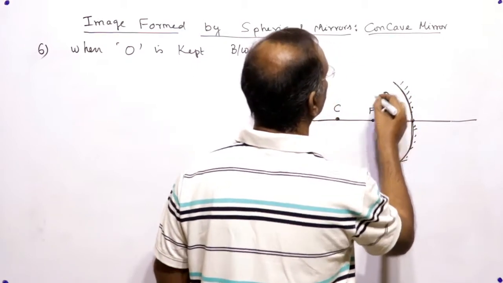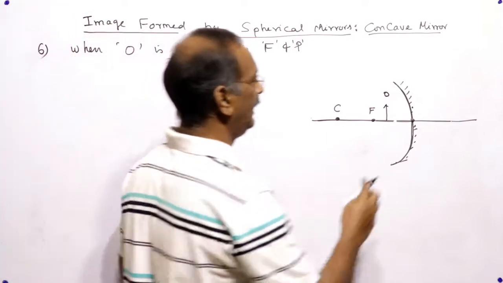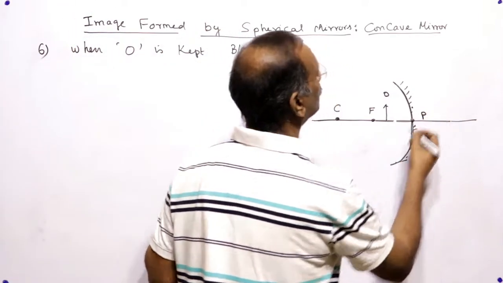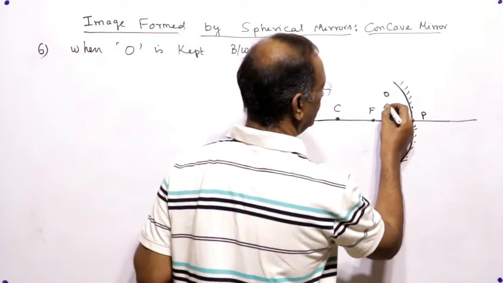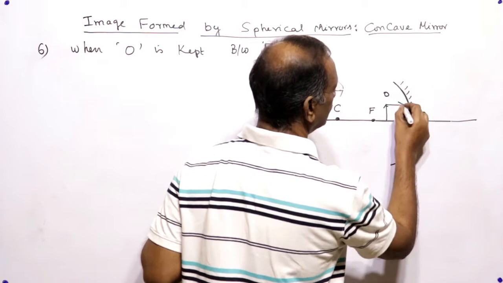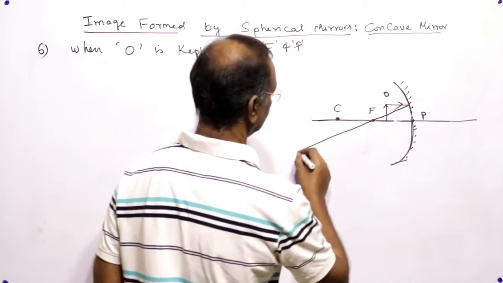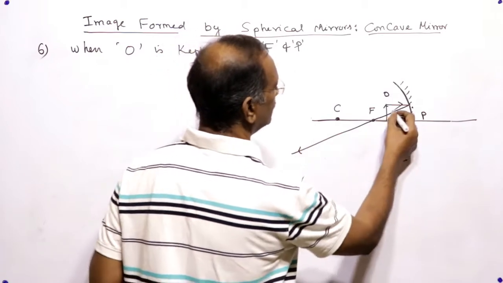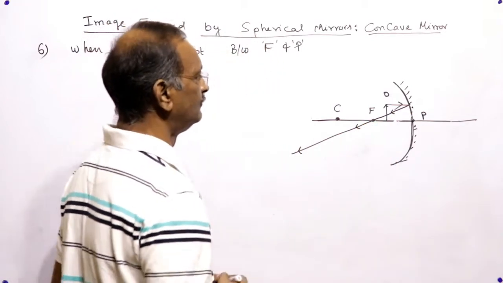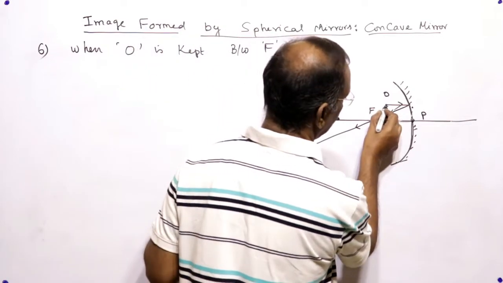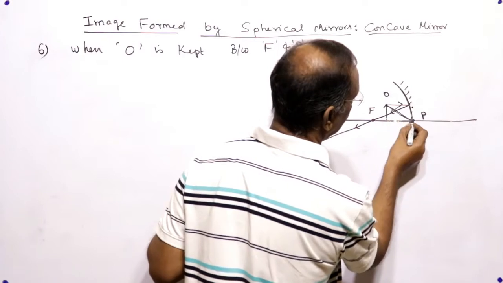This is the object where we keep it. When the object is kept between the pole and the focus, as usual, a ray from the object going parallel to the axis will pass through the focus. And we take another ray from the object, which is incident on the pole.